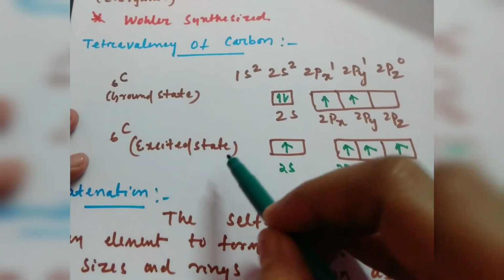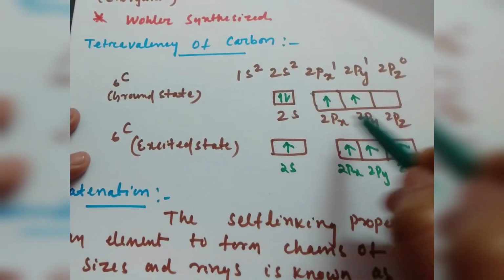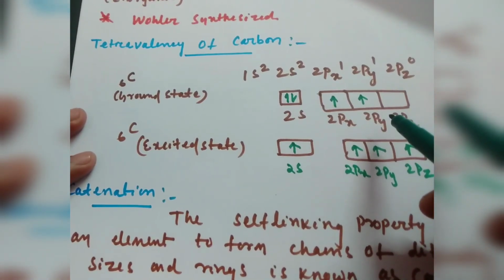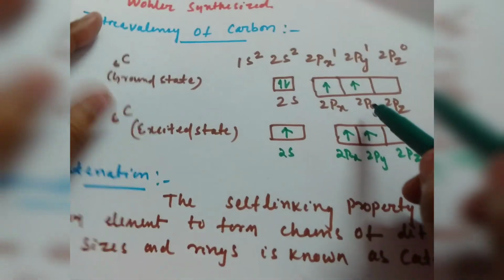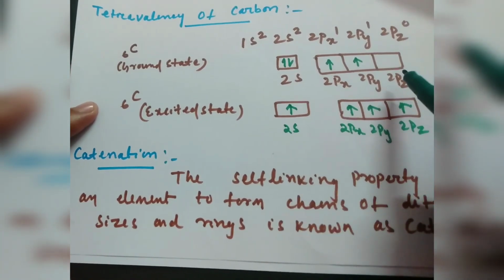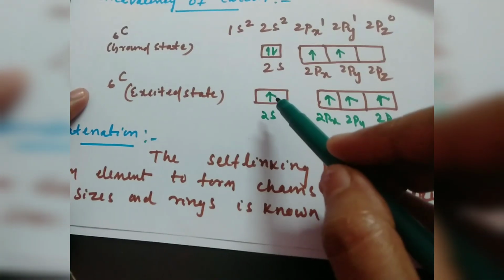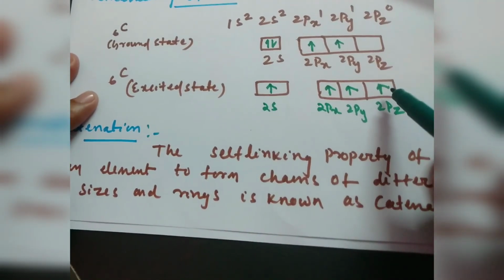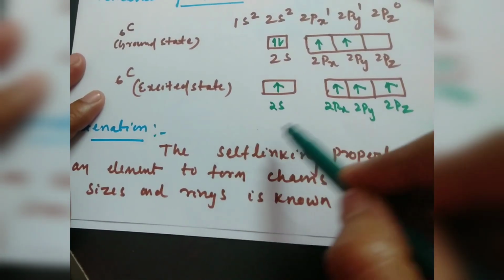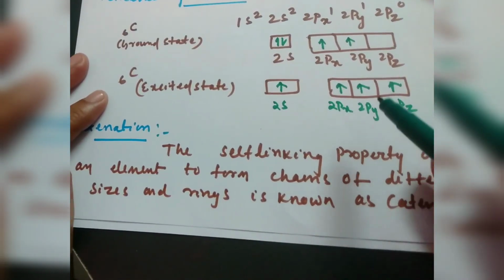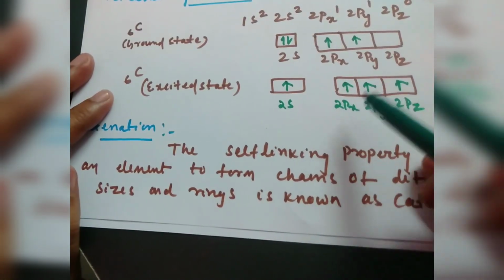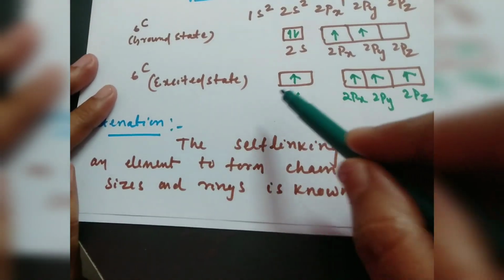Then what is in the excited state? In the excited state, because these are degenerate orbitals, degenerate orbitals meaning orbitals nearly similar in their energies, there is a shifting of an electron from the 2s orbital to the 2pz orbital. So in the excited state, one electron from the 2s orbital is shifted to the 2pz orbital. So in total there are 4 unpaired electrons, with which carbon can combine with another 4 elements, which may be similar or different, to form bonds. Okay, so that is why it shows tetravalency.